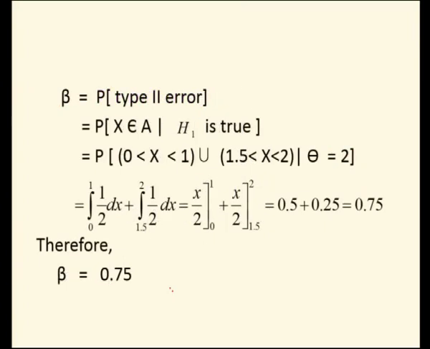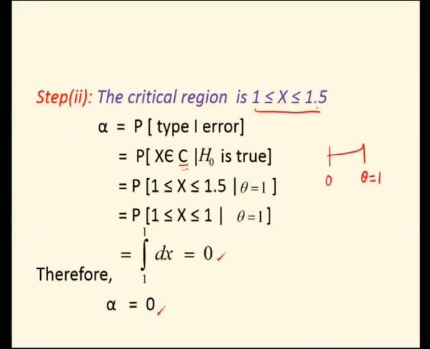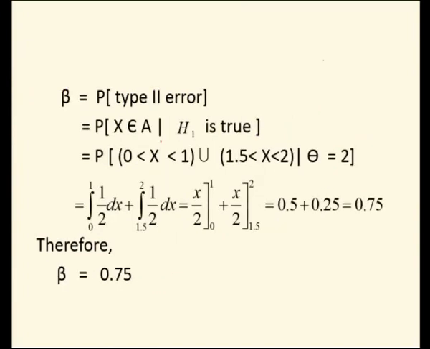Come to the second part. Second part is probability of type 2 error. So, it means that x belongs to the acceptance region, given that H1 is true. Acceptance region is the region apart from your rejection region. 1 to 1.5 is your rejection region. So, here values below this and above that are the acceptance region. Therefore, your acceptance region can be broken as 0 to 1, 1.5 to 2, because 1 to 1.5 is your region of rejection.